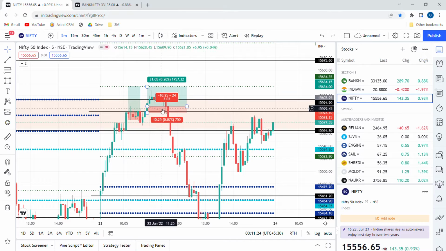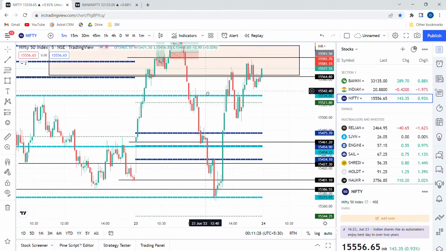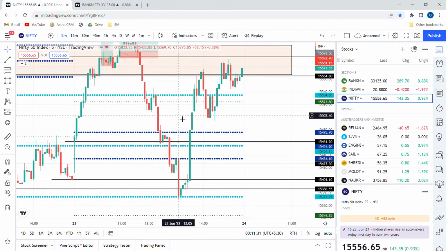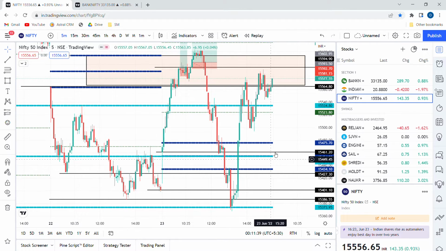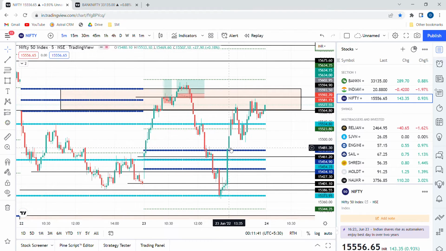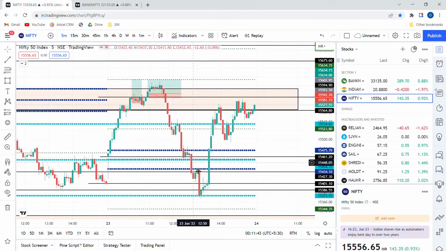and failed so badly, though I cut my position at this level. But as you can see, the market fell very vigorously, and many of these buyers who had their stop losses below this candle were all triggered. So there was very high volume today.